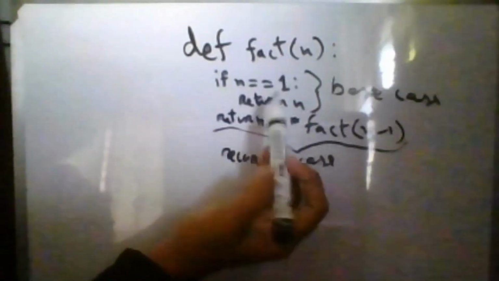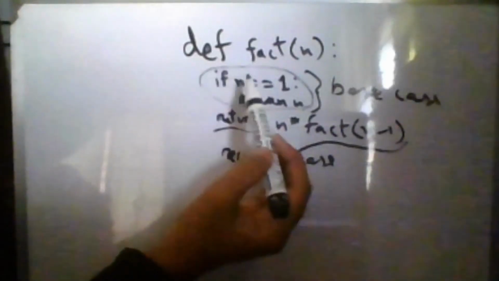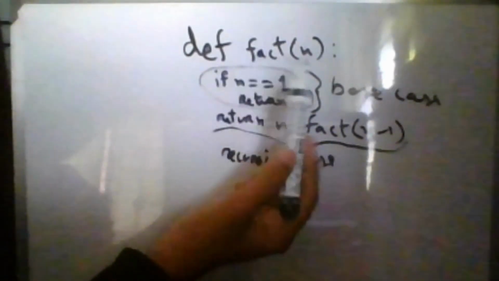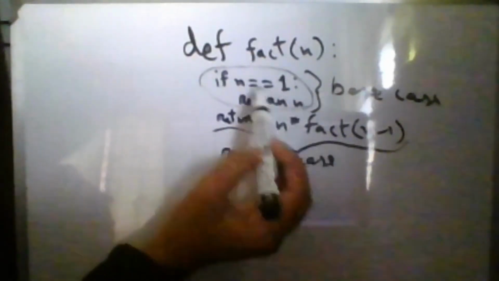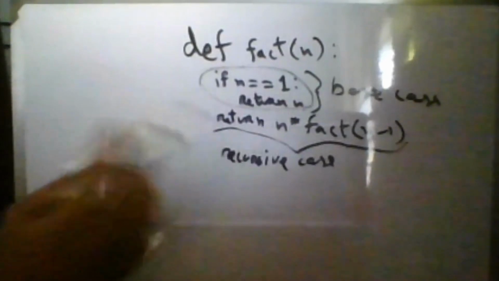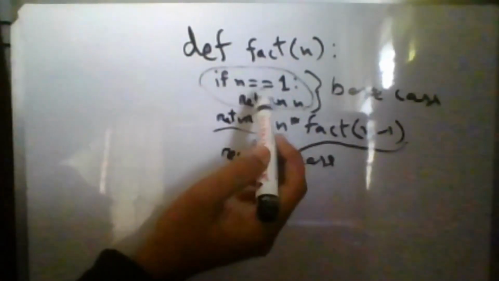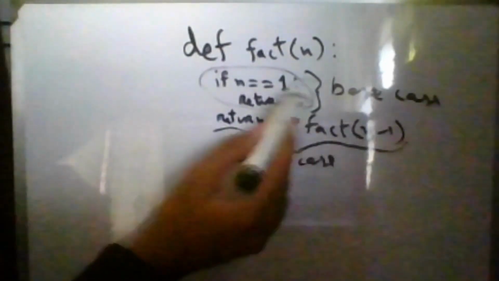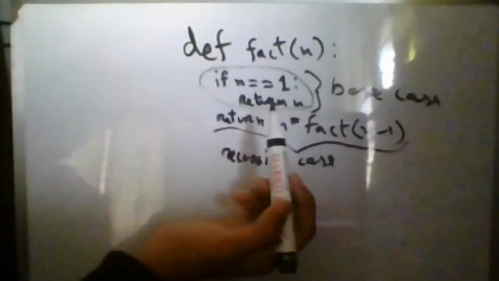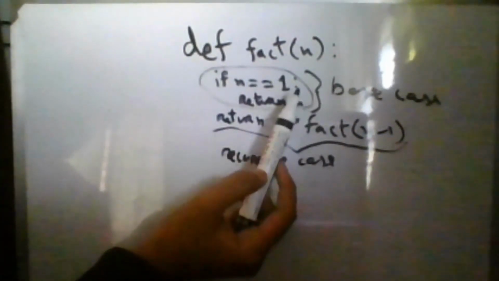Right here we have: if n is equal to 1, return n. Basically, n is the number we give it, the argument. This is called the base case. The base case is basically the limit of our recursion. If we don't give a base case, it's going to call itself again and again and again, and it's going to give you a stack overflow error. So we need a base case to act as a limit.